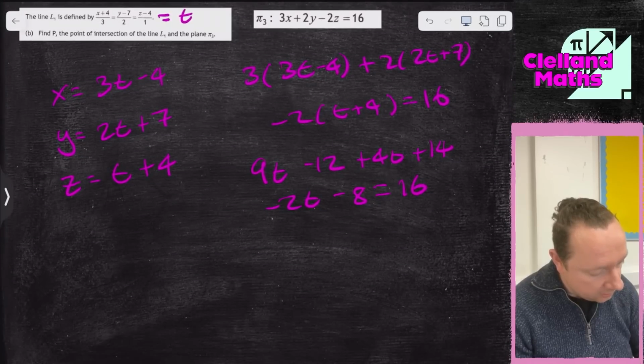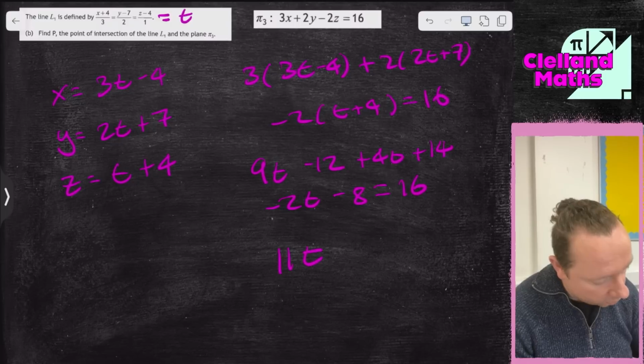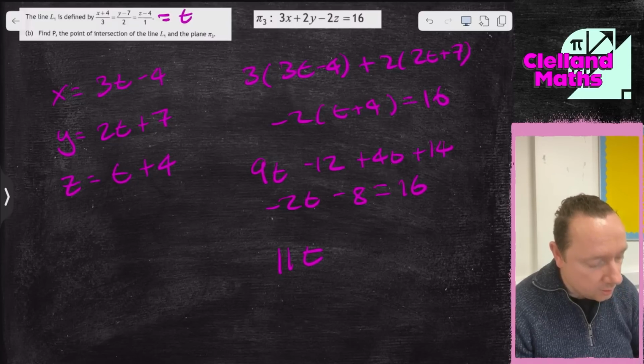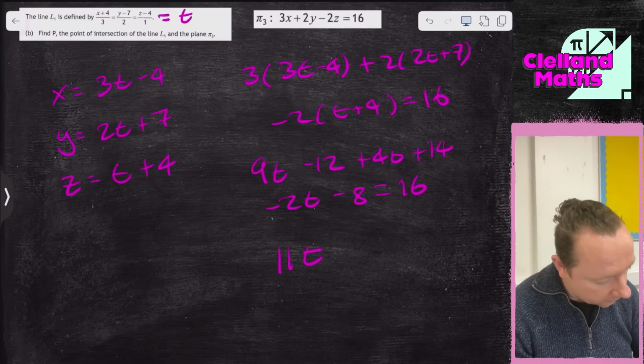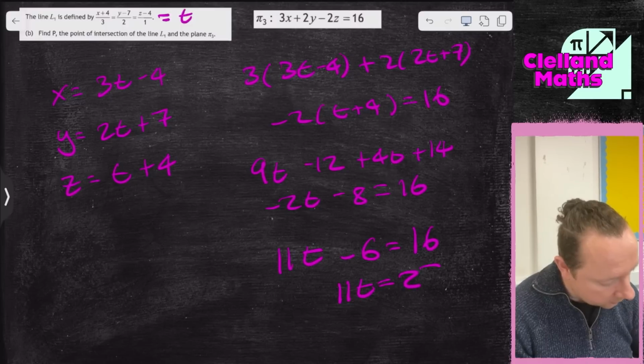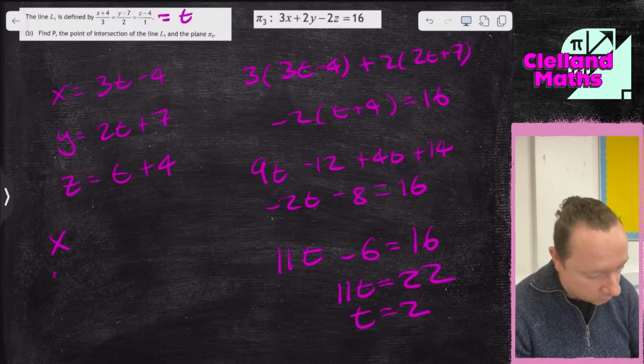Simplifying all that, you've got 9 and 4 is 13. 13 minus 2 is 11t. And then you've got minus 12 plus 14 is 2. 2 minus 8 is minus 6. So 11t equals 22. So t equals 2. So we can just sub that back in for x, y, and z.